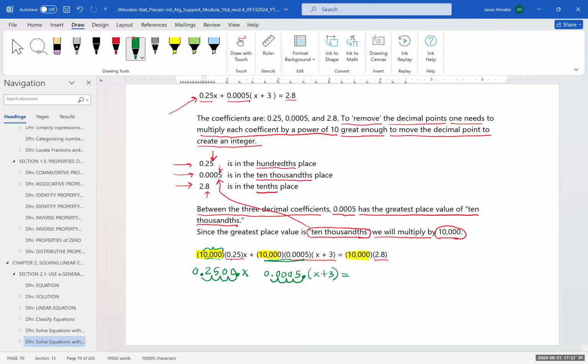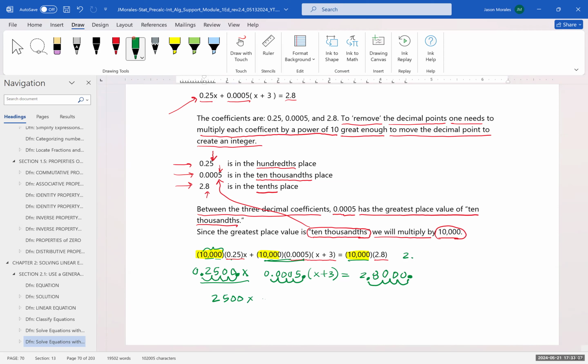And here we've got 2.8. Now we're going to move that decimal place 4 spaces to the right: 1, 2, 3, 4. And where there are gaps, we're going to put zeros for placeholders. So let's rewrite this before we proceed so that we don't get confused with what we've got. So this first term is going to be 2,500x.